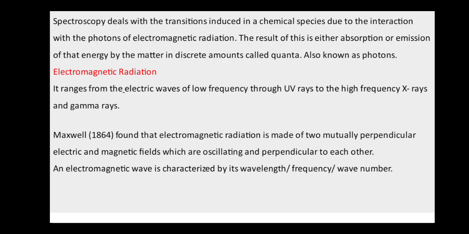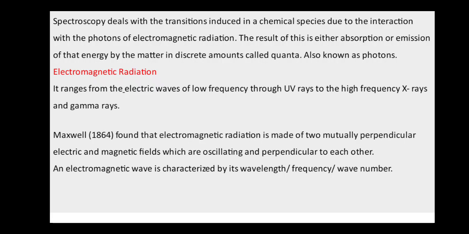Maxwell in 1864 proposed a wave theory for electromagnetic radiations. According to him, the electromagnetic radiations are made up of two mutually perpendicular electric and magnetic fields which are oscillating and perpendicular to each other. An electromagnetic wave is characterized by its wavelength, frequency, and wave number.